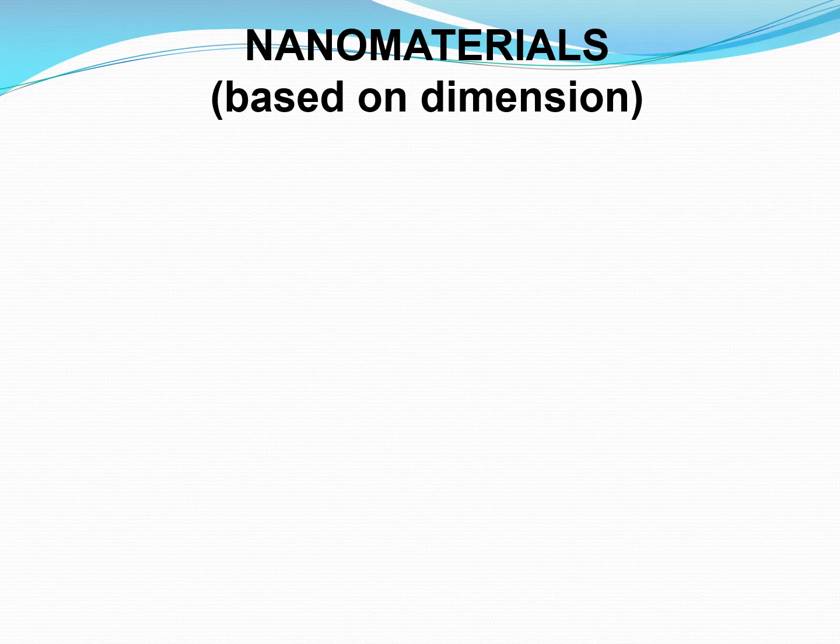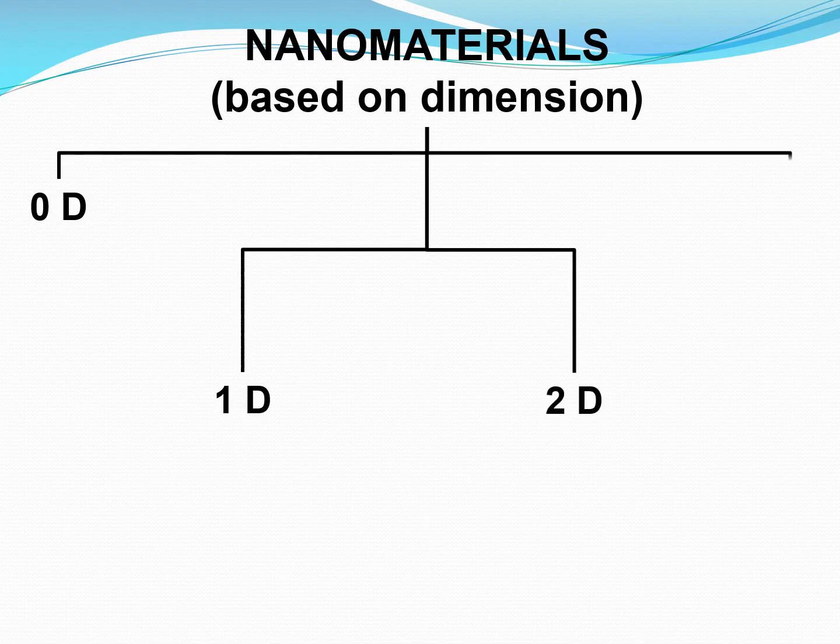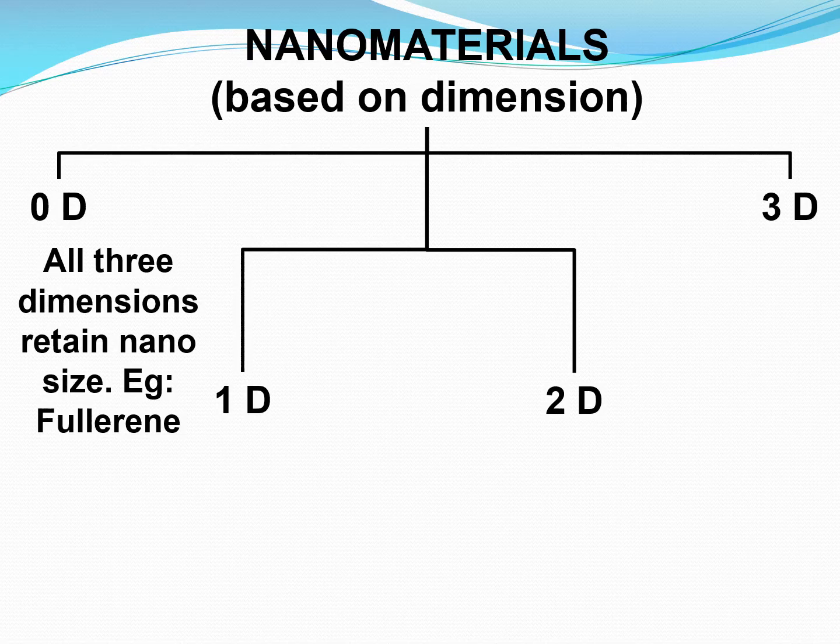How are nanomaterials classified? That is what we are going to see, the classification of nanomaterials. The first classification is based on dimension. Based on dimension, we can classify a nanomaterial into 0-dimensional, 1-dimensional, 2-dimensional, and 3-dimensional nanomaterials. What is a 0-dimensional nanomaterial? For a particle, there will be 3 dimensions along the x, y, and z axis. If all these dimensions are in the nano range, that is 1 to 100 nanometers, then that is called a 0-dimensional nanomaterial.